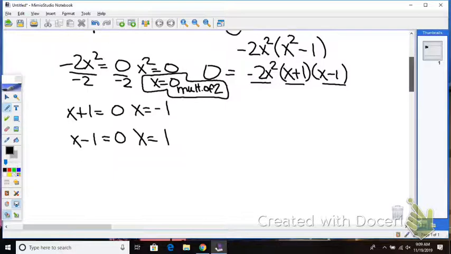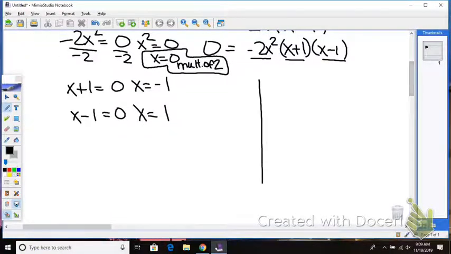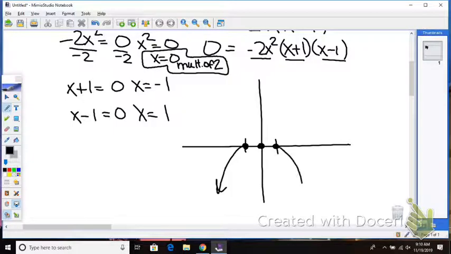So we know our graph is going to touch the x-axis when x equals 0, when x equals 1, and when x equals negative 1. We also know our end behavior. What was our end behavior? Down, down. So I know on this end it's going to go down, and I know on this end it's going to go down. We're not going to be exact with our graphs, but we know it's going to go down.